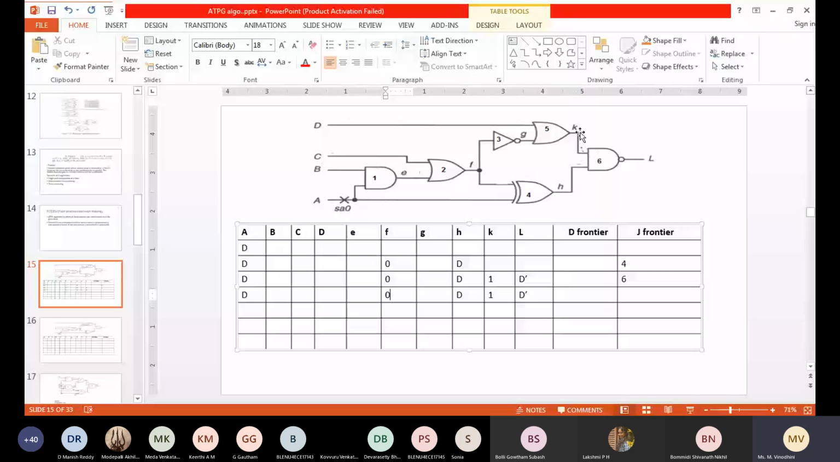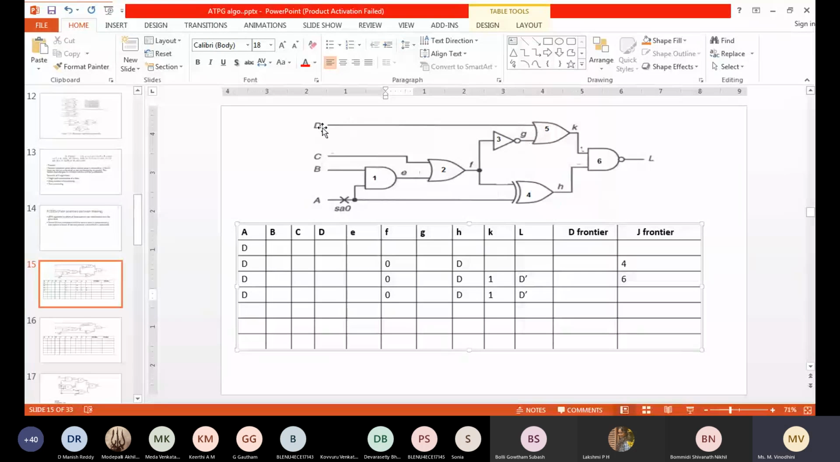We have to move from the backward. So K is 1. If I should get K as 1, G can be 1 or D can be 1 or both can be 1. Already we have set F as 0. If F is 0, G will be definitely 1. So because G is 1, I will automatically get K as 1.